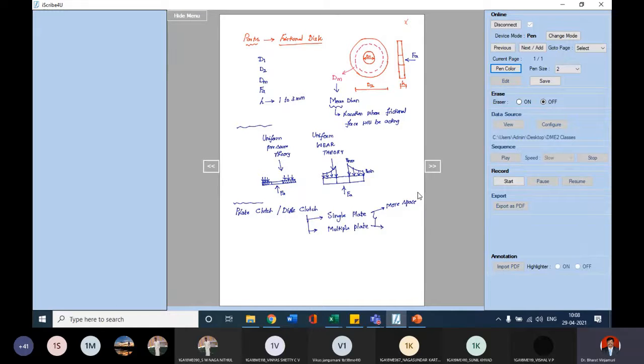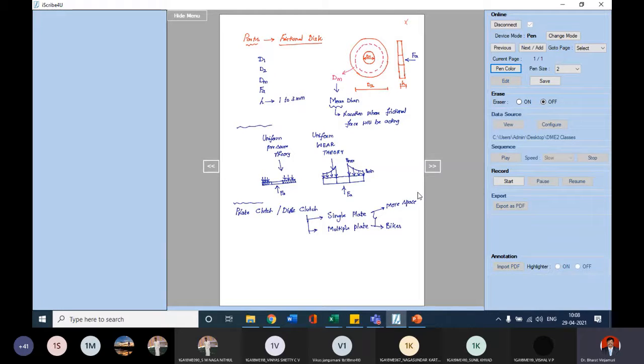Radially I can mount it on a shaft, but the diameter is very small in the case of multiple plate clutches. Because of the small size, we use this in bikes, all these motorbikes. So for small vehicles we go for multi-plate clutches. Once again, guys, the design procedure is almost the same. I'll try to explain it.